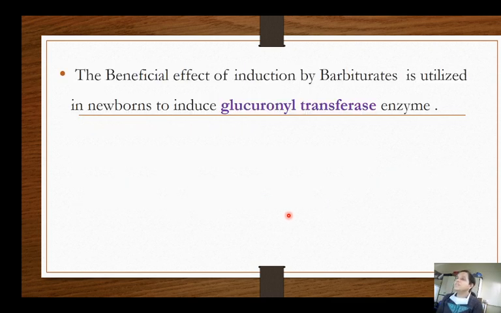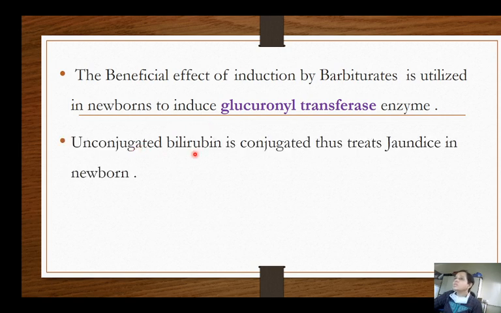But there is one more beneficial effect of the induction of enzymes by barbiturates. If it induces cytochrome P450, that precipitates acute intermittent porphyria. But barbiturates also induce glucuronyl transferase. This is the enzyme that is required for the conjugation process with glucuronic acid. This plays a very important role, or has a beneficial effect, for neonates. The unconjugated bilirubin, the hemolytic jaundice, is the most common cause of jaundice in neonates. The unconjugated bilirubin is conjugated and that will treat jaundice in newborns.